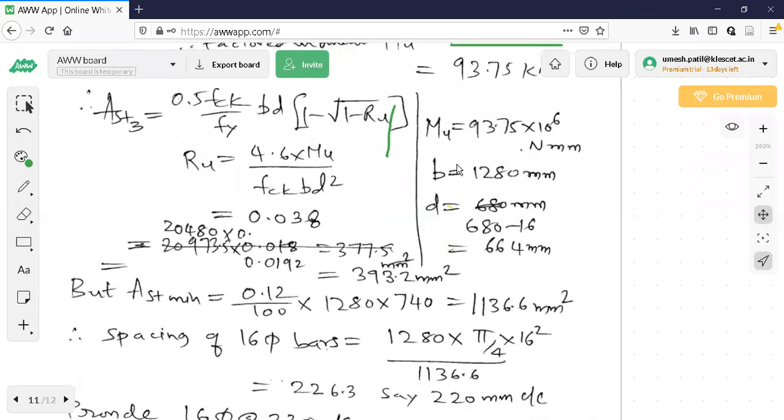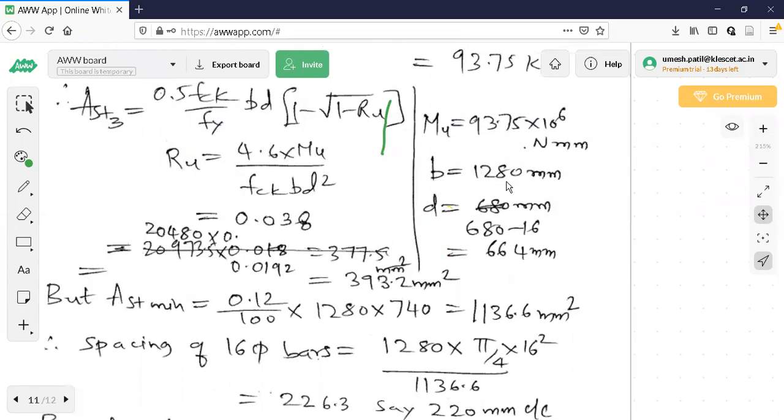Now observe here, mu is factored load, B is 1280, it is not 2000. You have to be careful. B becomes this. In whichever direction the transverse bending is taking place, that is B. Normally students are committing mistakes here only.